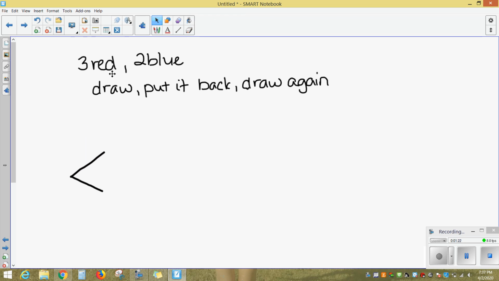Maybe I have a bag that has 3 red marbles and 2 blue marbles in it. So I'm going to shake it up and stick my hand in. I'm going to draw a marble and look at it. I'm going to put it back in, shake it up, and draw a second one out. When I draw out a marble, it's either going to be a red marble or a blue marble. But if I just look at the tree diagram like this, the reader would think I have an equal chance, equal probability of getting a red or a blue marble, which isn't the case.